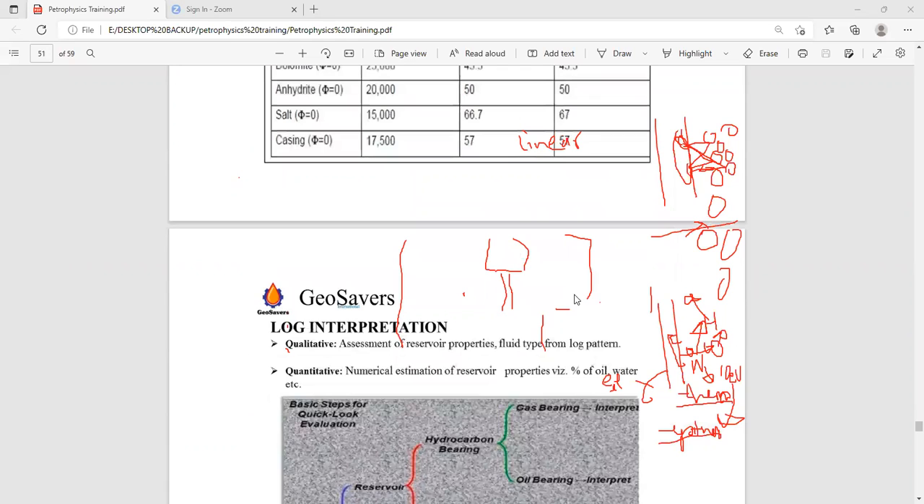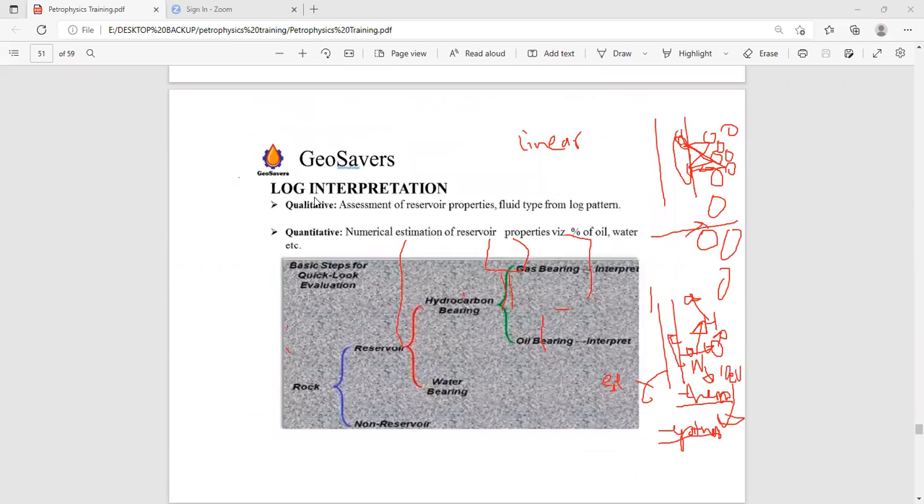From all we have been talking about during our practical session, it's obvious that we are not going to go through all of this in just the couple of hours that we'll have tomorrow, but we are going to do as far as we can go. Tomorrow, we are going to look at qualitative assessment of reservoir properties, which is fluid type from the log pattern, and then quantitative or numerical estimation of reservoir properties, vis-a-vis percentage of oil. So we have qualitative interpretation, and then quantitative interpretation.